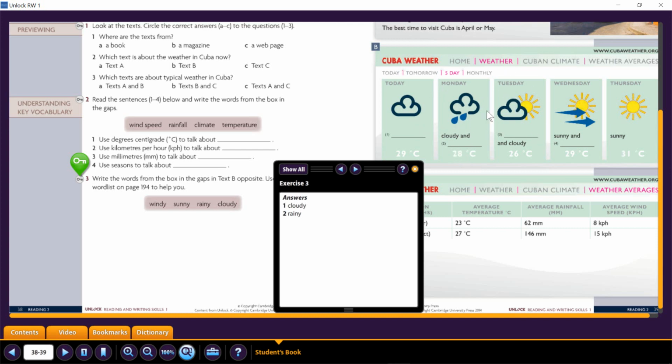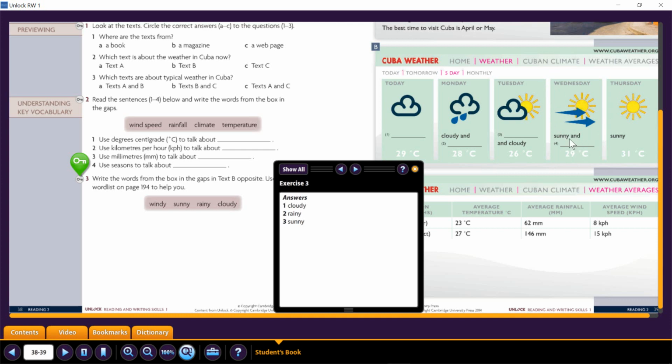What about Tuesday? What is this and cloudy? Is it windy? Is this wind? Here we have a cloudy. So we need to understand what this is. Is it a wind? No, so we cannot say windy. Is it a sun? Is it a rain? No, so we cannot say rainy. This is not rain. Is it a cloud? Obviously, we cannot say cloudy and cloudy. So, this is a sun. And we can say Tuesday will be sunny and cloudy.